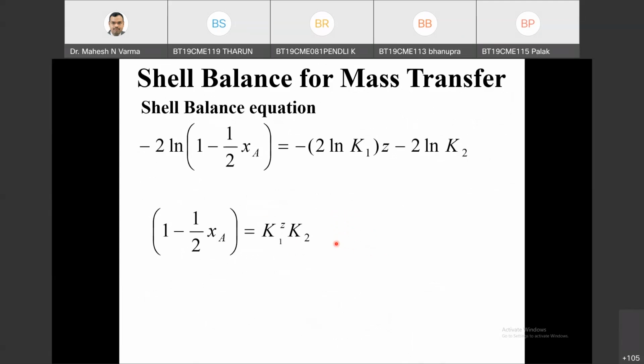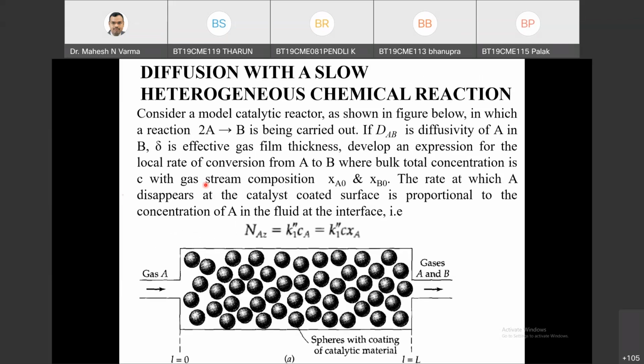So what will be the boundary condition in this case? For this case, what will be the boundary condition?